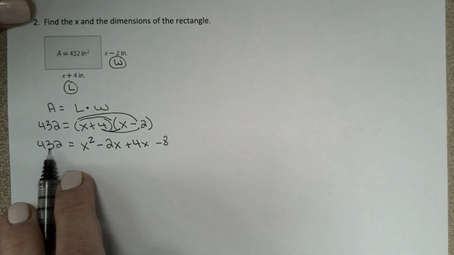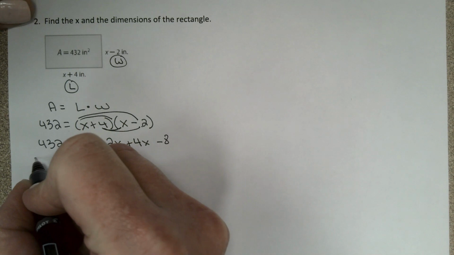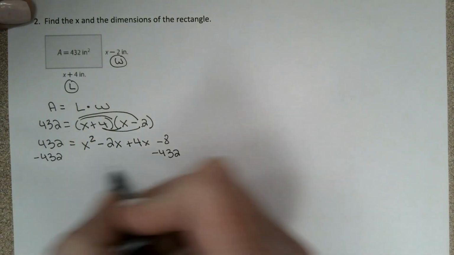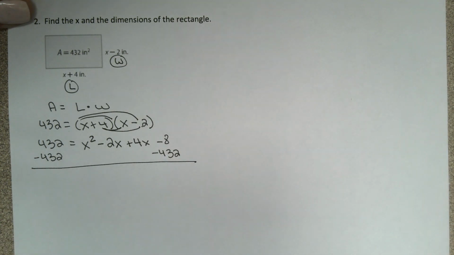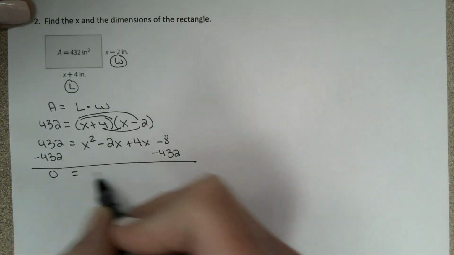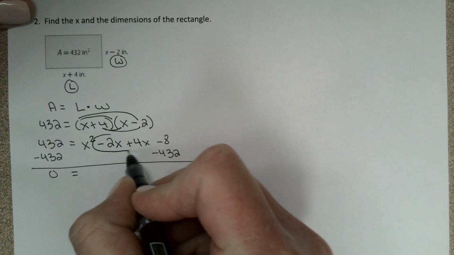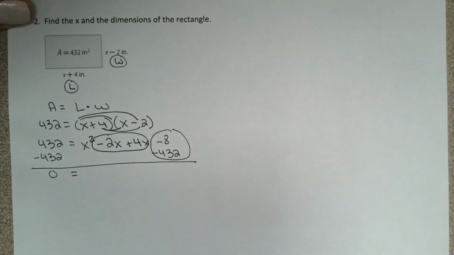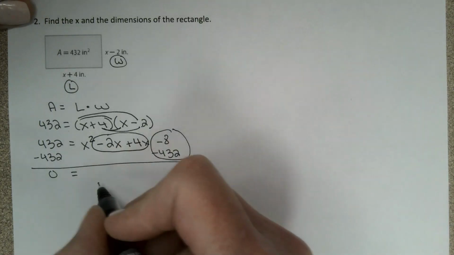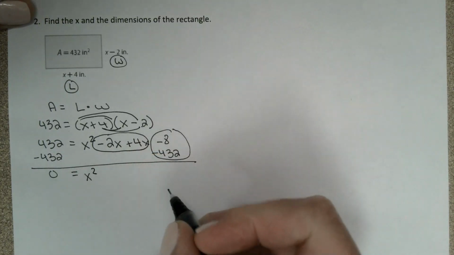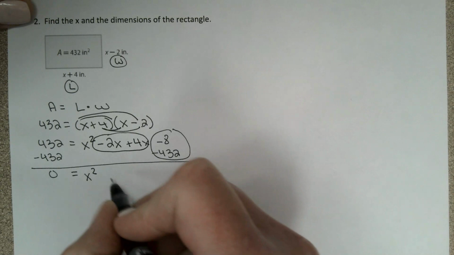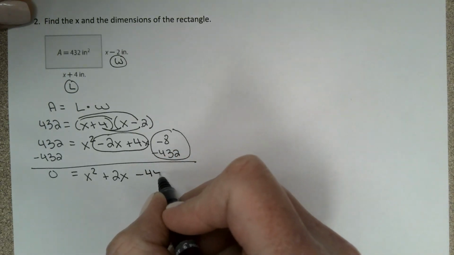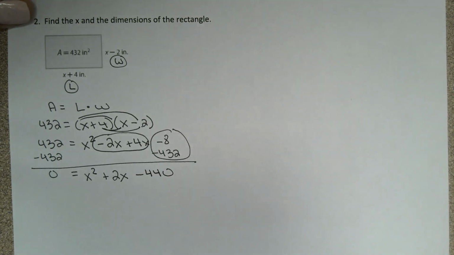I also have another guideline where my equation has to be set equal to 0. So I'm going to subtract 432 from both sides. Over here on this side, I'm going to combine like terms with my x's, and combine like terms with my numbers. I'm going to write it in standard form and have x squared plus 2x minus 440.